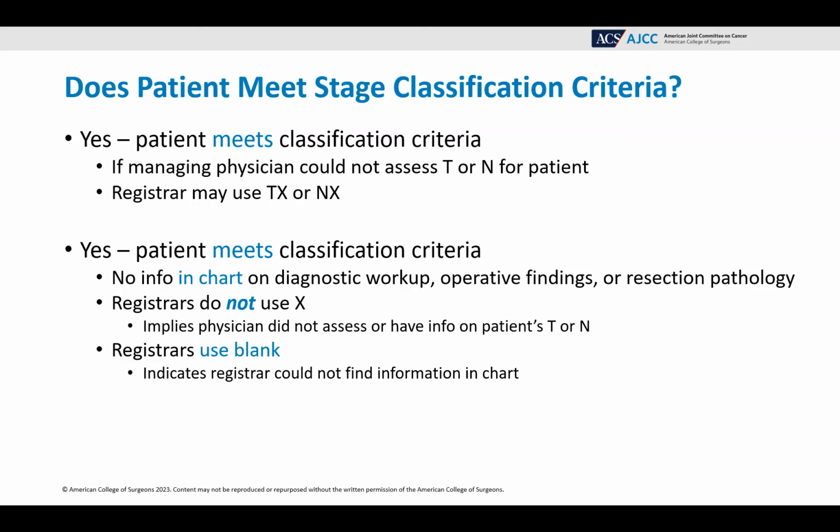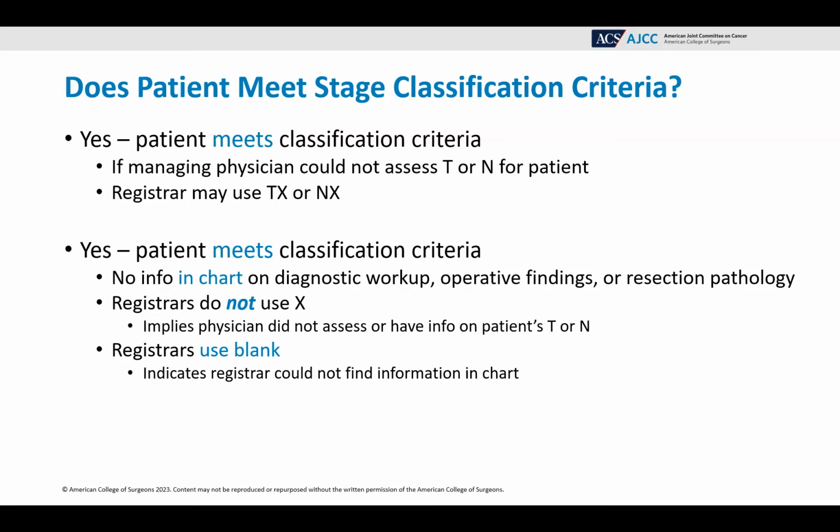So if the patient, let's say, was having clinical staging done and the physician did a diagnostic workup, so they met the classification criteria, and in that situation, the managing physician said he could not assess either the T or the N or both, then the registrar may use it. So even if the managing physician did not come out and say TX or NX, if the managing physician made it clear they could not assess, then the registrar may use it.